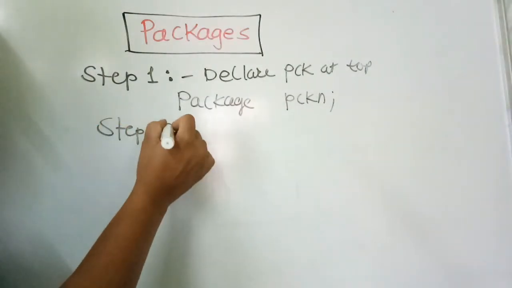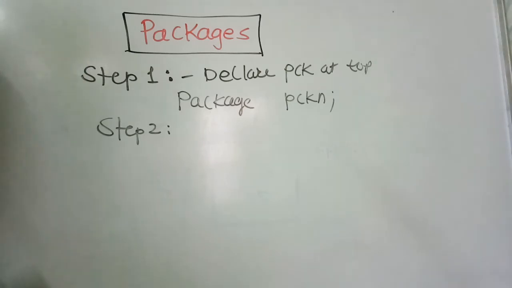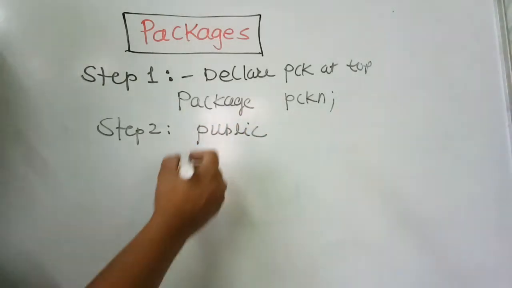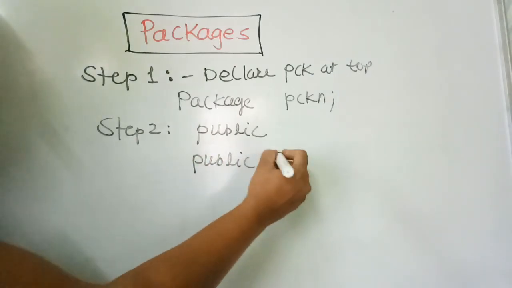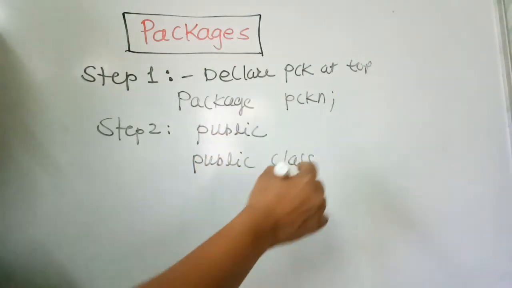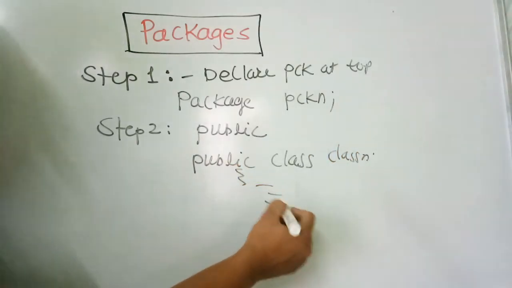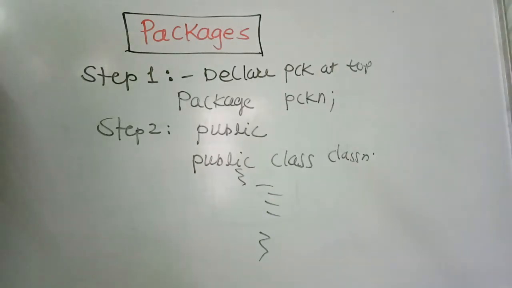What is step 2? Define the public class which is placed in the package. The package gives a collection of different classes, and in the next step you specify the public class in your package. The class you design should always be public, then you write the class name and give the definition of this class.